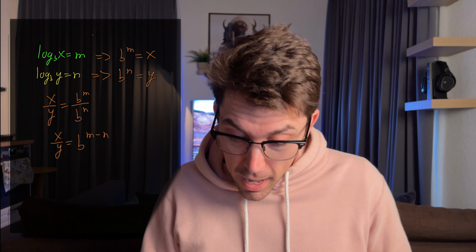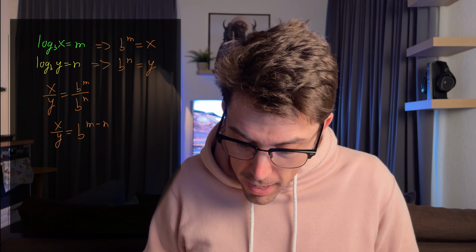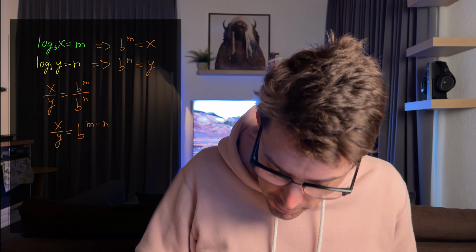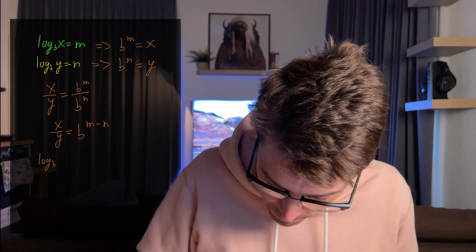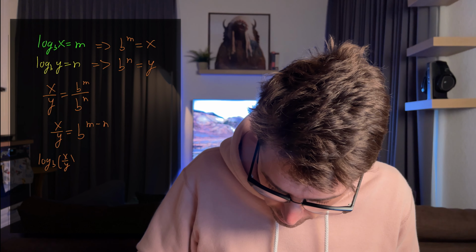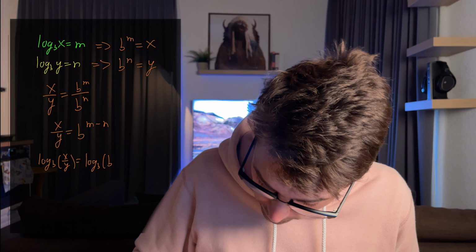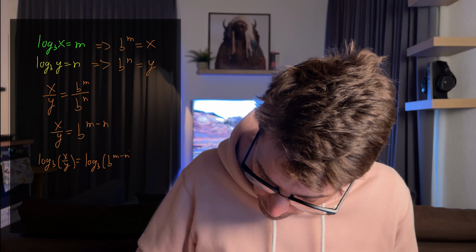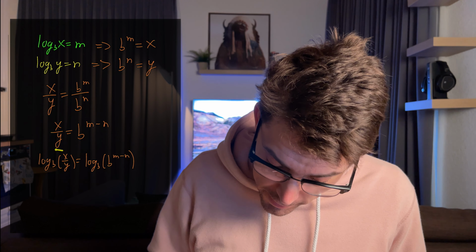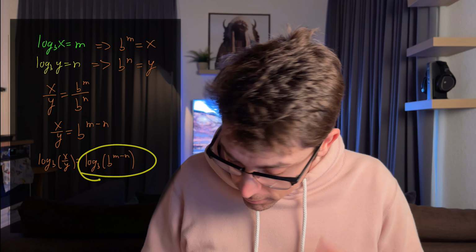Okay, so now that we have this relationship set, let's go ahead and take the logarithm of both sides, because what we do to one side, we have to do to the other. So we have log base b of x over y over here, and over here we have log base b of b to the m minus n.